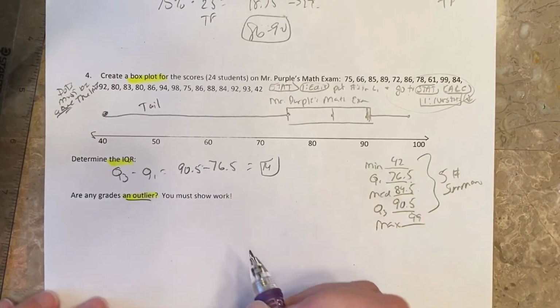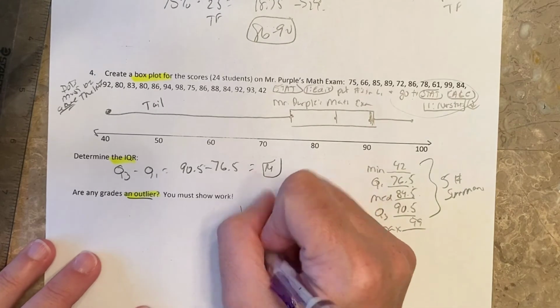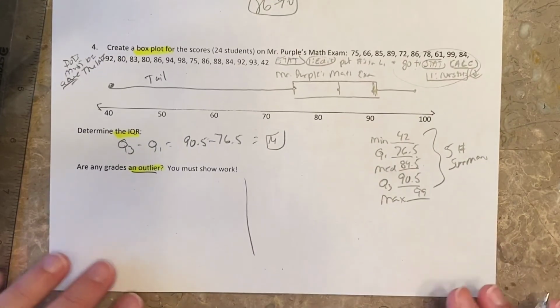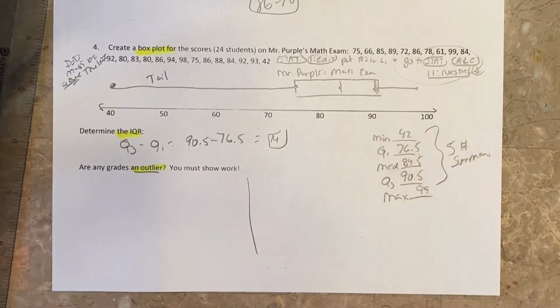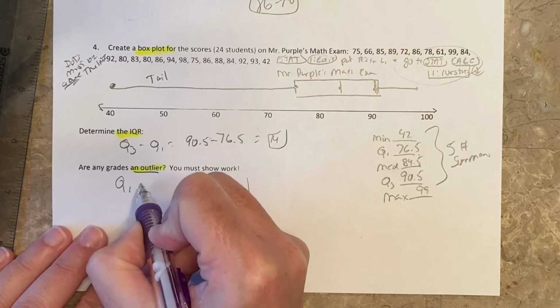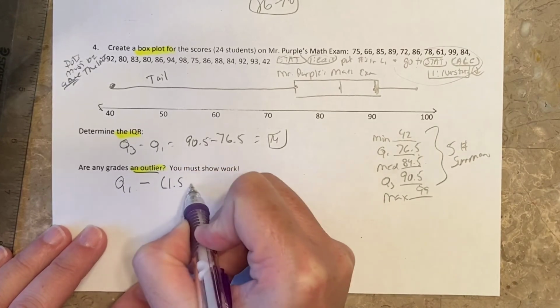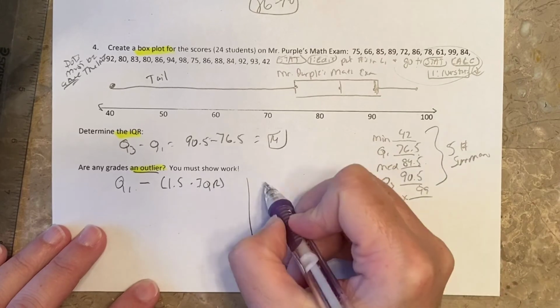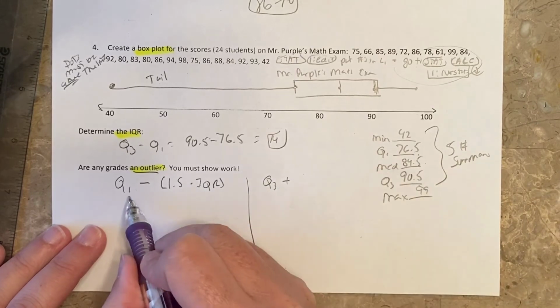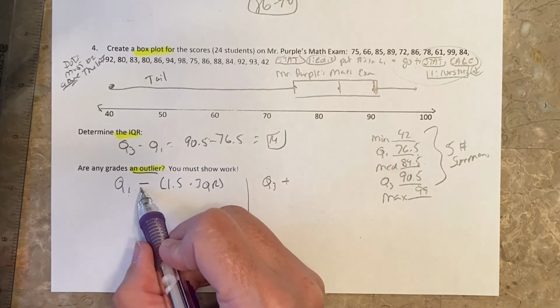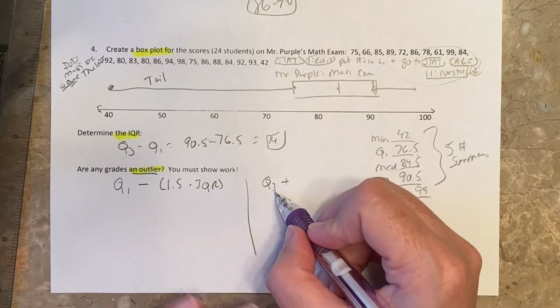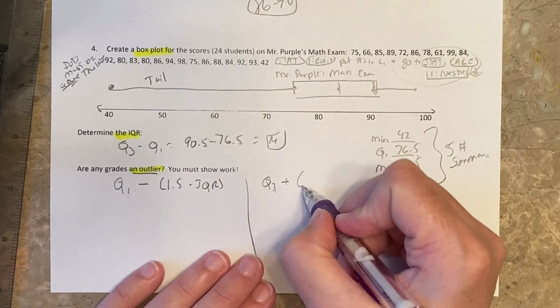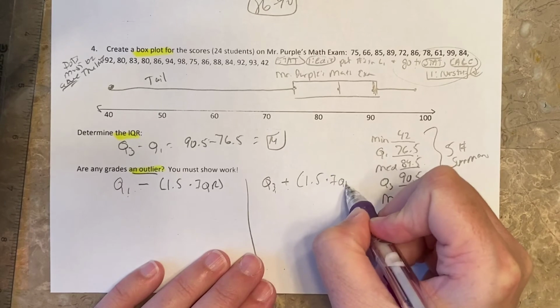Okay, so are there any outliers? So there was an outlier formula that I taught you in Do Now number 1. Hopefully you remember it. If not, here it is. So it's Q1 minus 1.5 times IQR, and then Q3 plus. Think of this as the lower, so think of less, so think subtraction. And Q3 is higher, more, so think plus. But what's inside the parentheses is exactly the same.